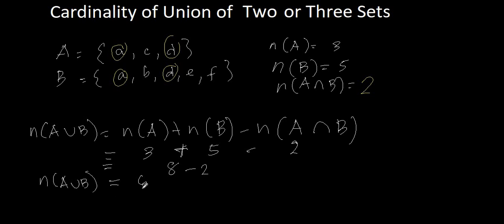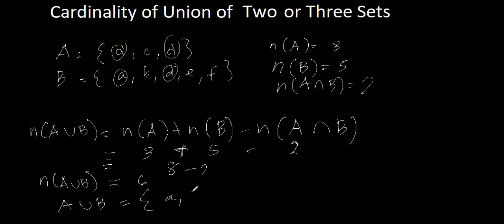Now let's check if our answer, the cardinality of A union B is equal to 6, by finding the elements of A union B, and then let's find the cardinality afterwards. So let's list the elements of A union B. So first, let's list the elements of A.